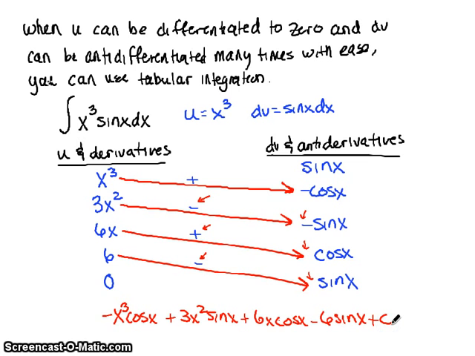If you wanted to go back to the problem we had before with x squared e to the x and try your tabular integration, see if you come up with the same answer, that wouldn't be a bad idea.